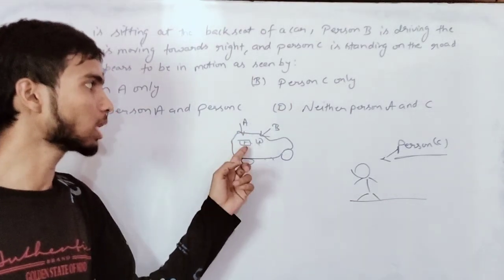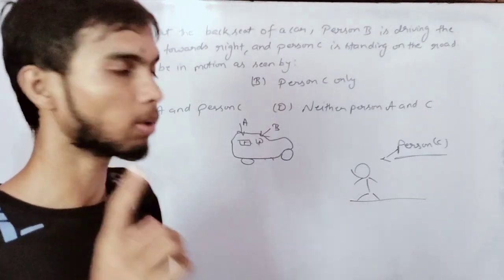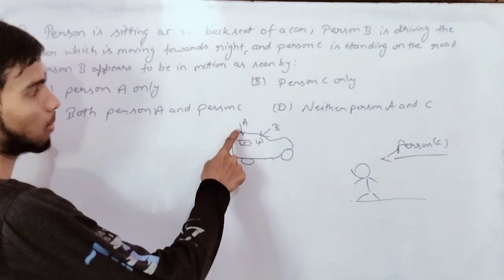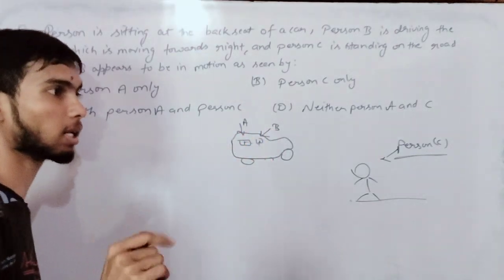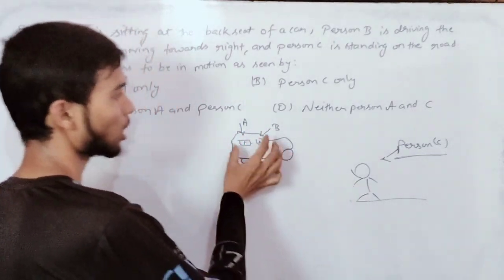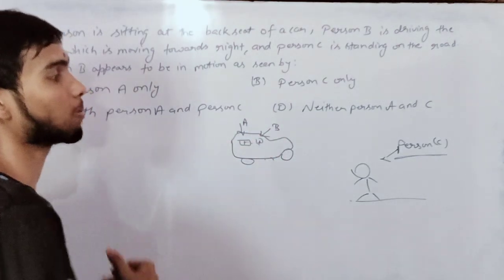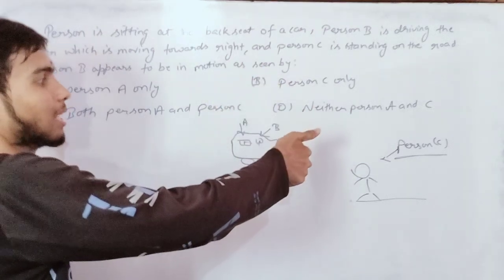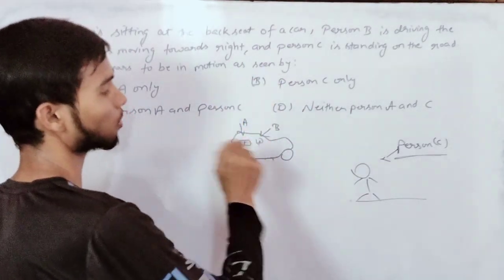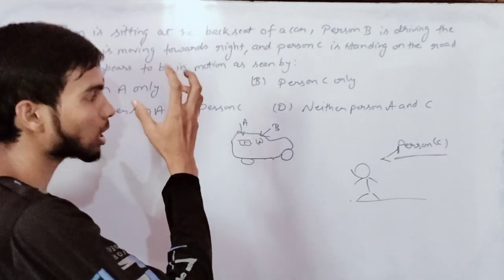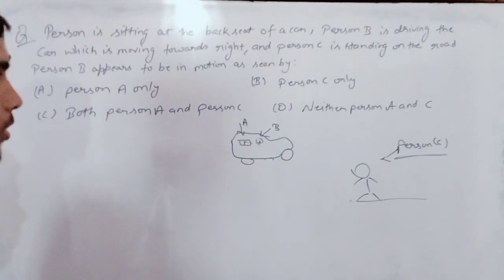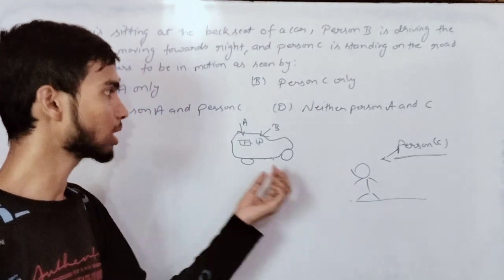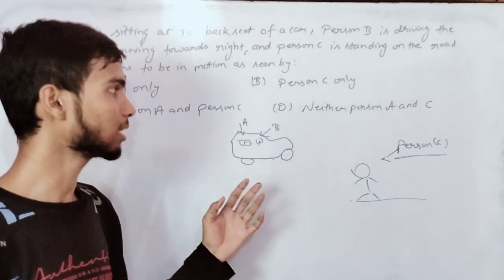But according to person A, person B will be at rest. According to person C, both persons will be in motion. So here you are getting confused. You have to see who the observer is. If the observer is person C, then according to this person, both persons are in motion.